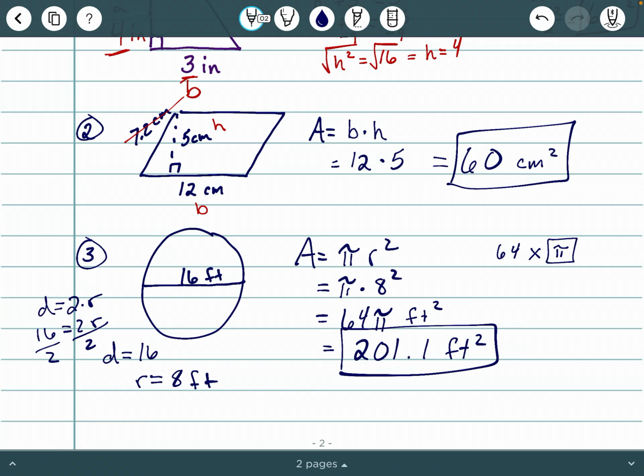Okay? And so that's how we can use these formulas. So if you have any questions as you're working on this, make sure you're either sending me a message or checking into that Zoom call so we can figure these out. But that is your lesson for 9.2.